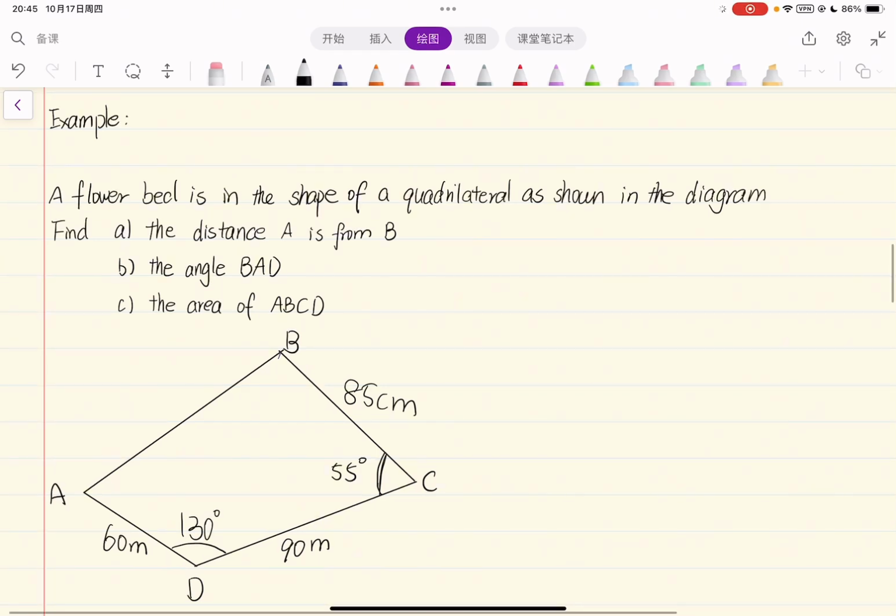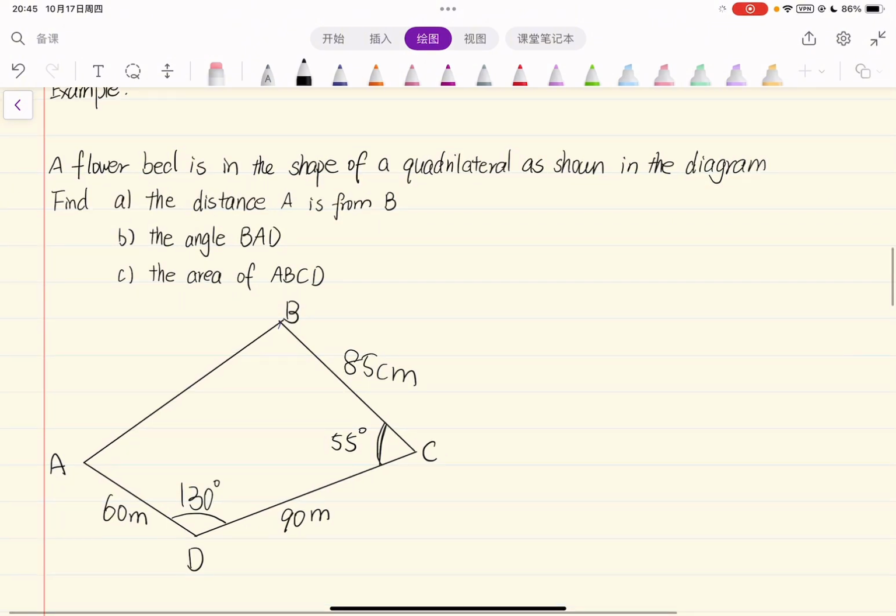Here is an example question. A flower bed is shown in the diagram and it asks you to find the distance A is from B, the angle BAD, and the area of ABCD. So let's first look at part A. It asks you to find the distance A is from B, that is the side AB. So we want to find this one.